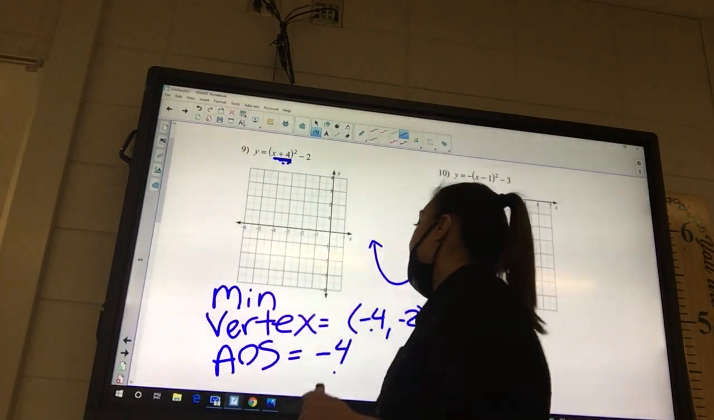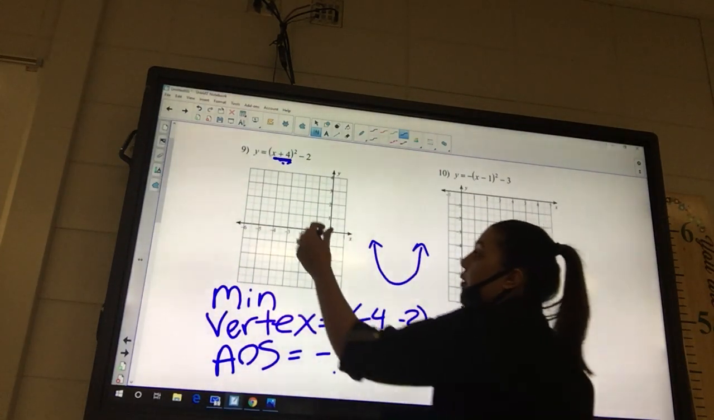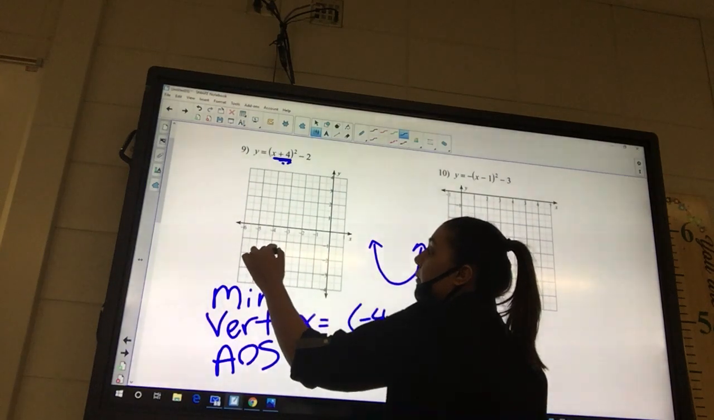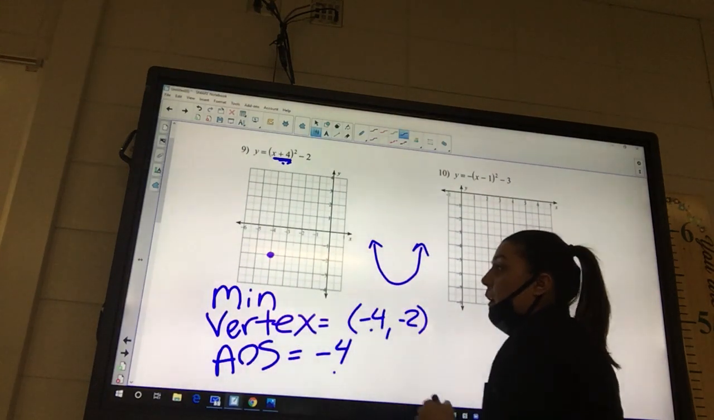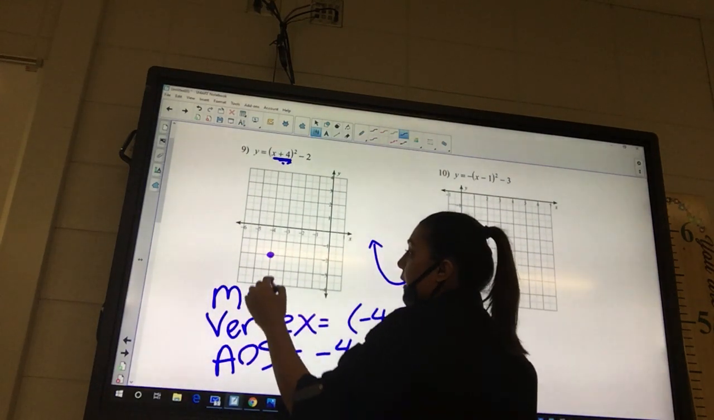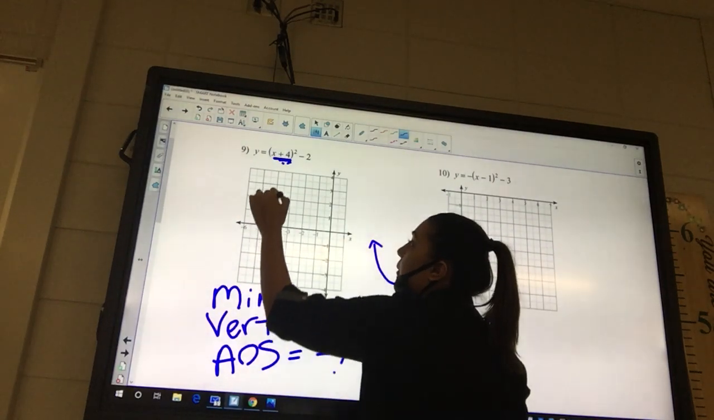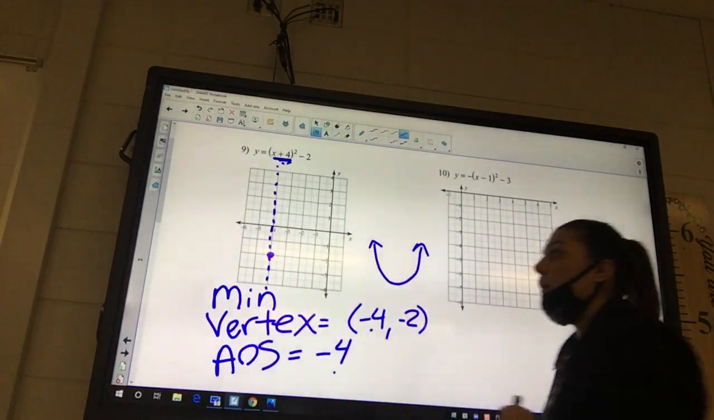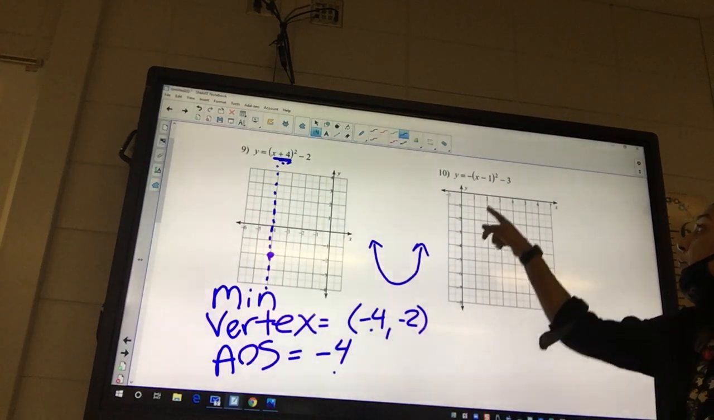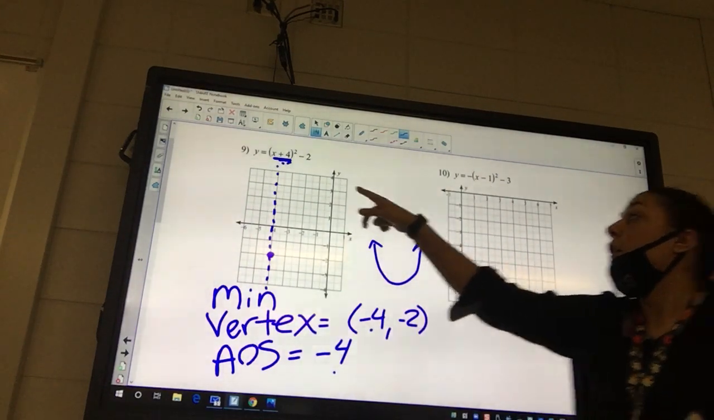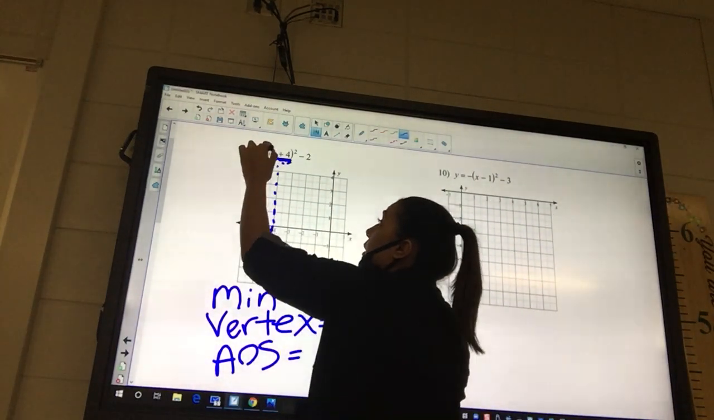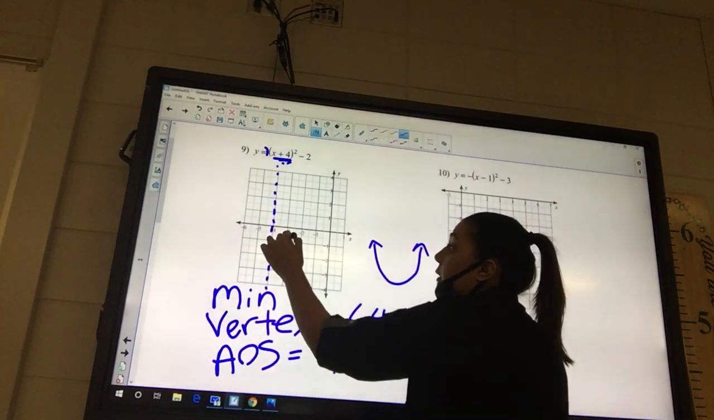Okay, so now we can graph. Go to your vertex, so negative 4, 2. You go up 2. And what's our slope? Our slope is always out front. Here, the slope is going to be 1.